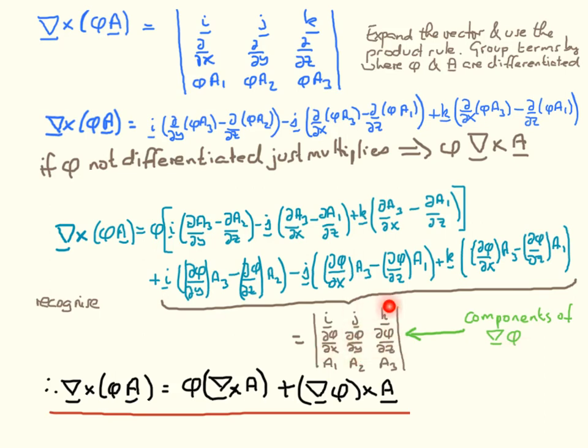So what we have here is a vector product of the gradient of phi with A. These are the components of the vector field A. So this first row here is phi times the curl of A, and then we add to that this, which is the vector product of the gradient of phi with A. And that is the identity that we wanted to show. So with that, we'll move on to the next exercise.